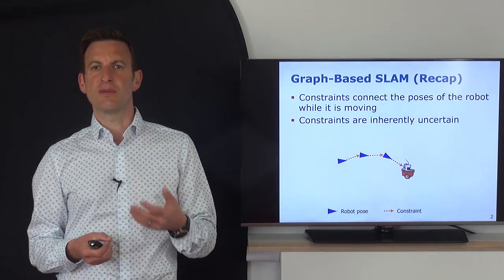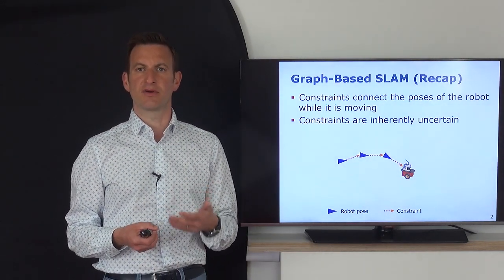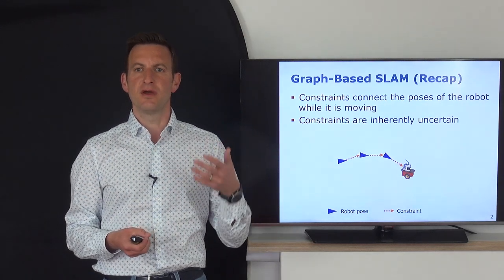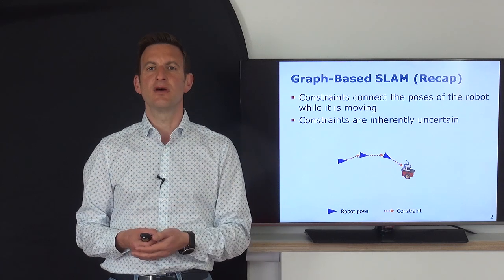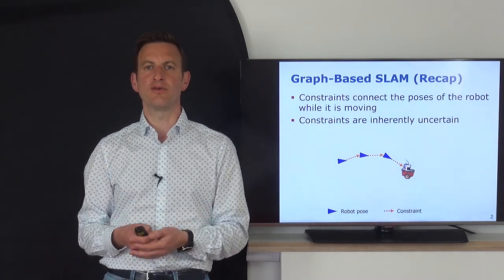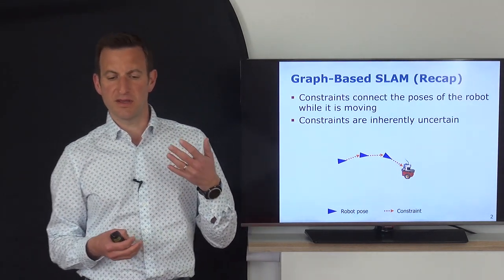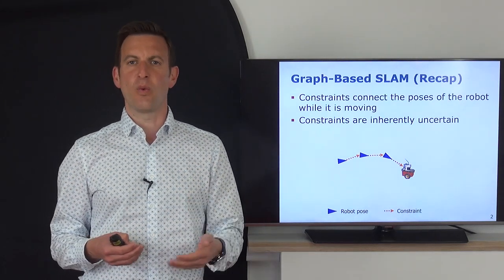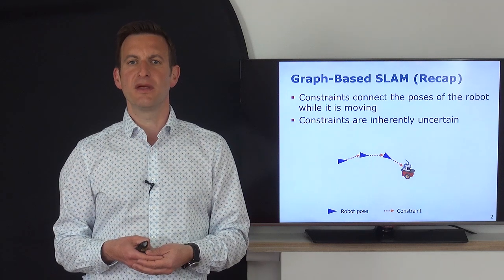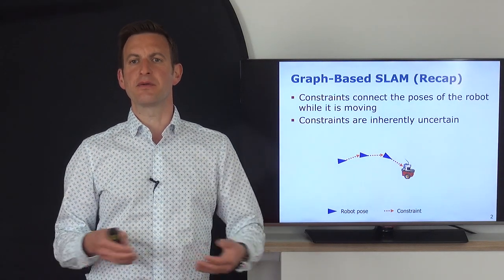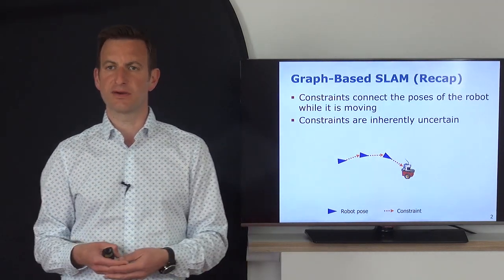So the idea was to represent the problem in the form of a graph, and this graph consists of nodes and of edges. And every node represents a pose, typically a pose of the robot. So this can be in the 2D plane X, Y, and an orientation theta, and if you're in the 3D world, that would be X, Y, Z, and three rotational angles, yaw, pitch, and roll, for example.